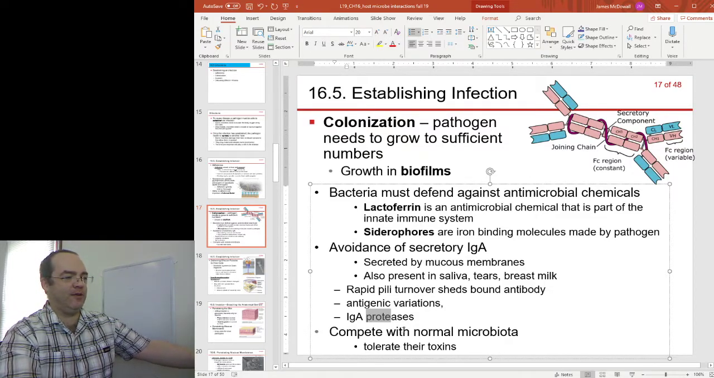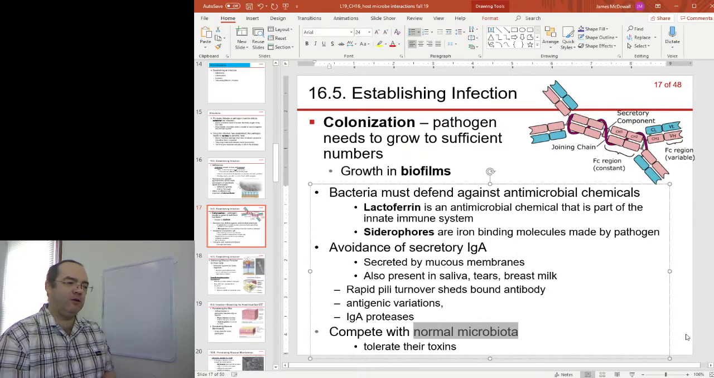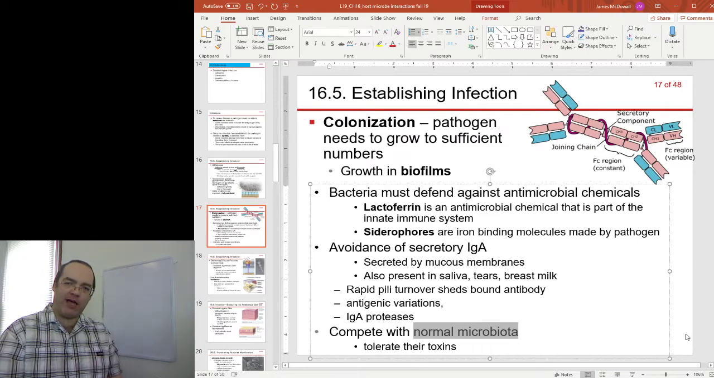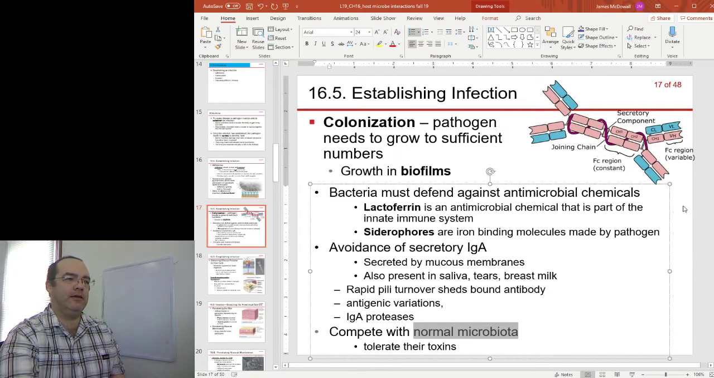In addition to that, they have to compete with our normal microbiota. One of the major ways that our normal microbiota help us is just by taking up space in or on our bodies. And they can be very competitive. They want to live in that spot in your lung, or they want to live in that spot in your intestines, and they're not going to be willing to give it up. So they will compete and they'll fight, often using toxins against each other. If there's no space, then the pathogen can't stick.